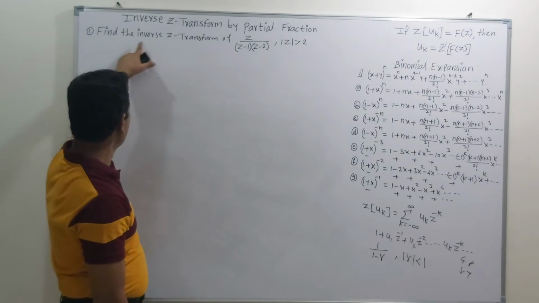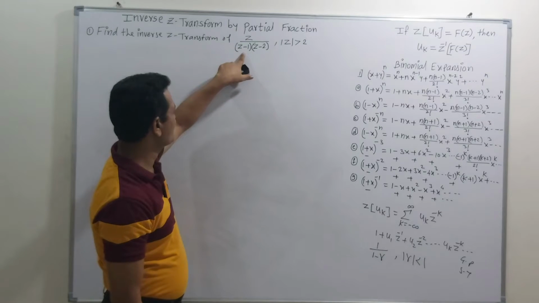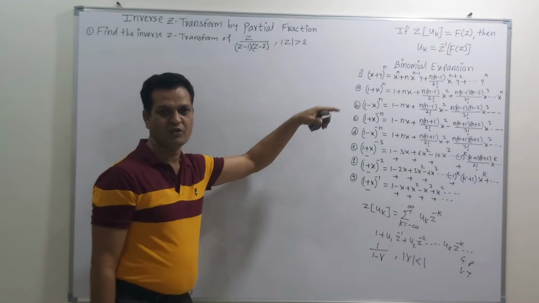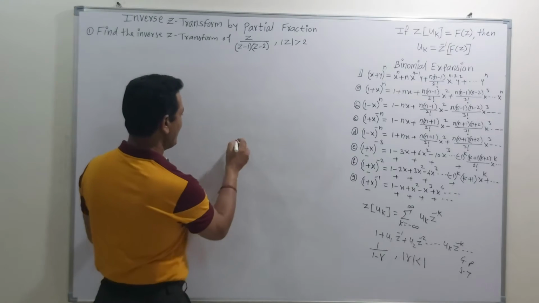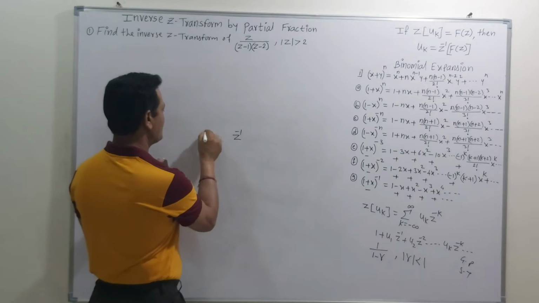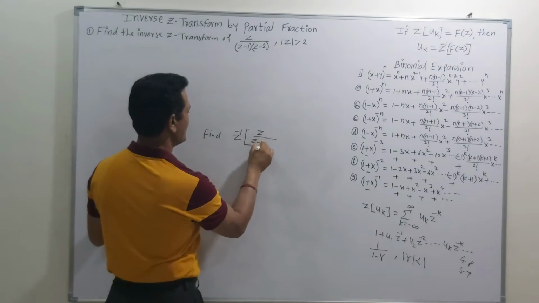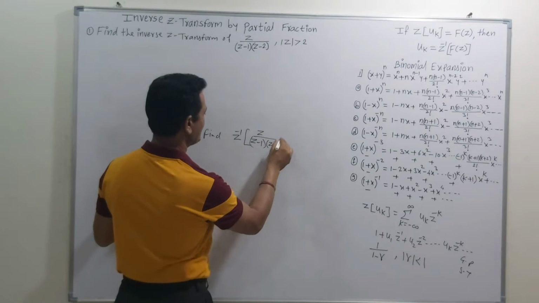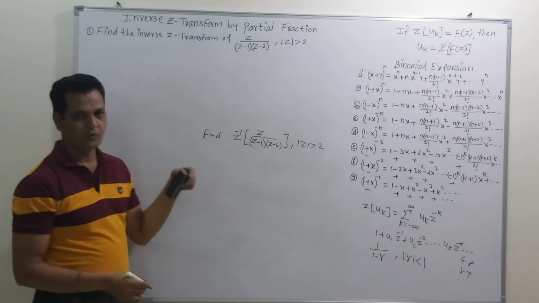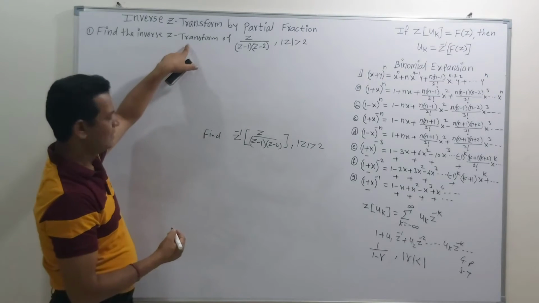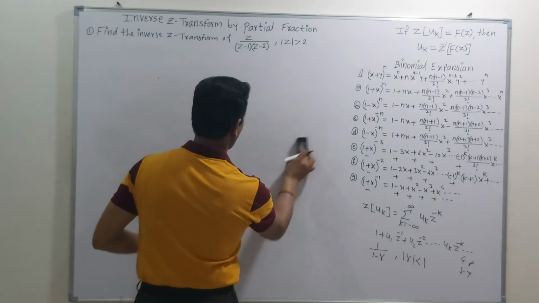So the question is, find the inverse Z transformation of z upon (z minus 1)(z minus 2), where the region of convergence is mod of z is greater than 2. Some people may ask the question in the form, only find the inverse Z transformation of z upon (z minus 1)(z minus 2), where the value of mod of z is greater than 2. So in the question paper you will get the question either in this form or in this form. Now let's try to solve this question.